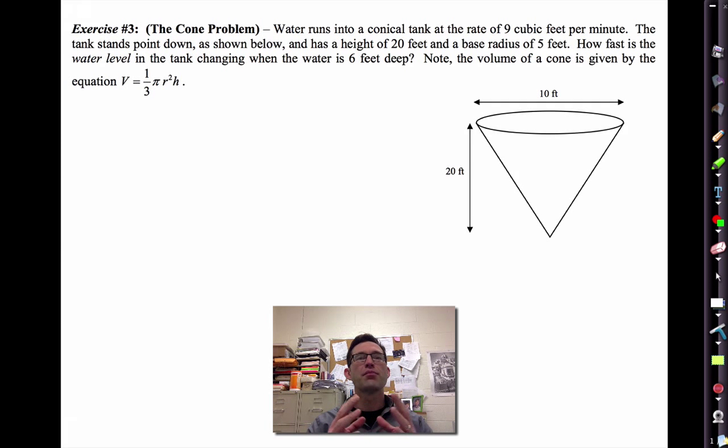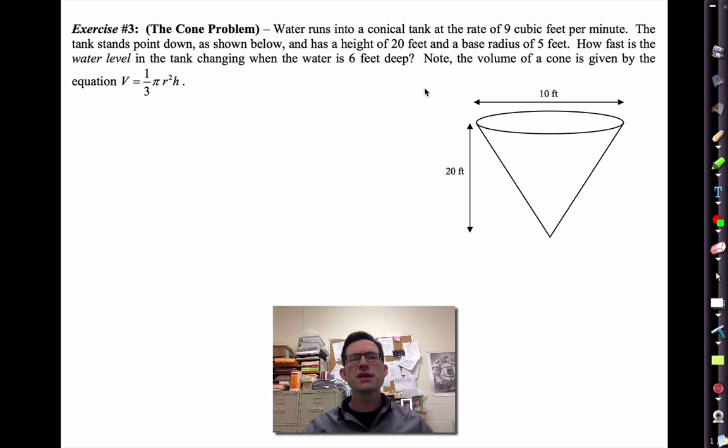The tank stands point down as shown below and has a height of 20 feet and a base radius of 5 feet. Fair enough. Notice on the picture it's shown as the diameter. How fast is the water level in the tank changing when the water is 6 feet deep? Note that the volume of a cone is given by that equation.